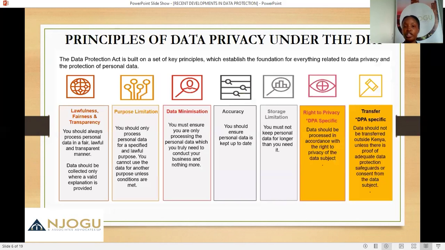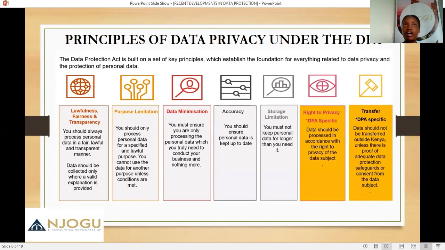Just a brief overview of the principles of data protection, which we ought to know well. These are found under Section 25 of the Data Protection Act. The principles include lawfulness, fairness, and transparency; purpose limitation, meaning data is used only for the specific purpose it was collected for; data minimization, as little as it can be; accuracy; and storage limitation. How long do you seek to keep this data? We're going to see how the ODPC poses these questions to the various respondents brought before them. Then the right to privacy for data subjects, and the transfer of data.